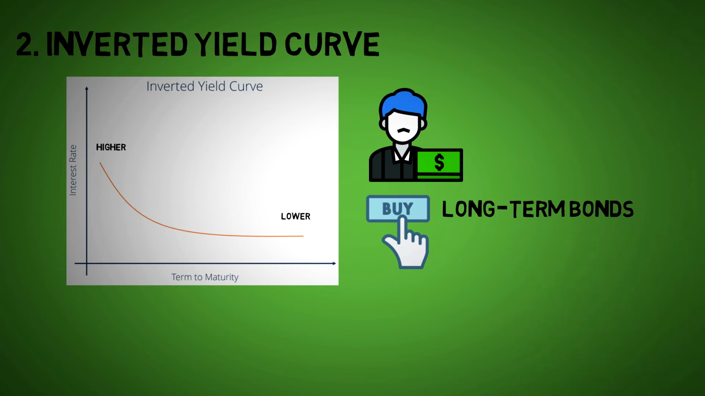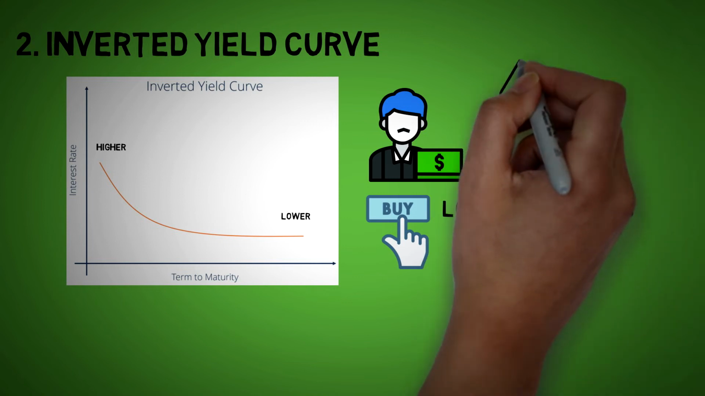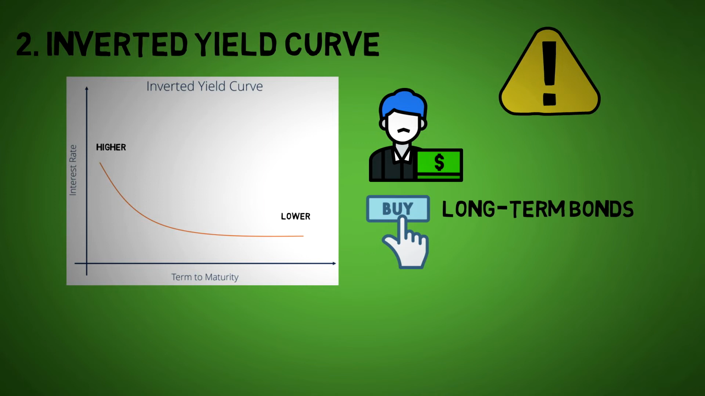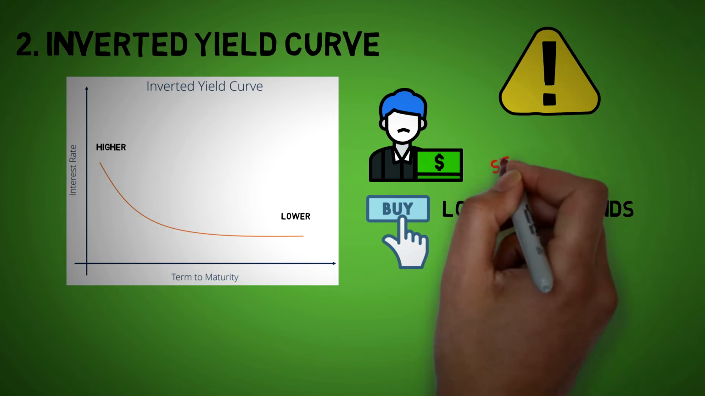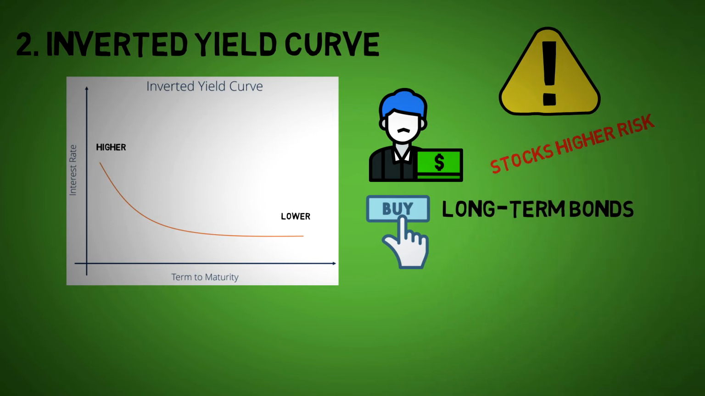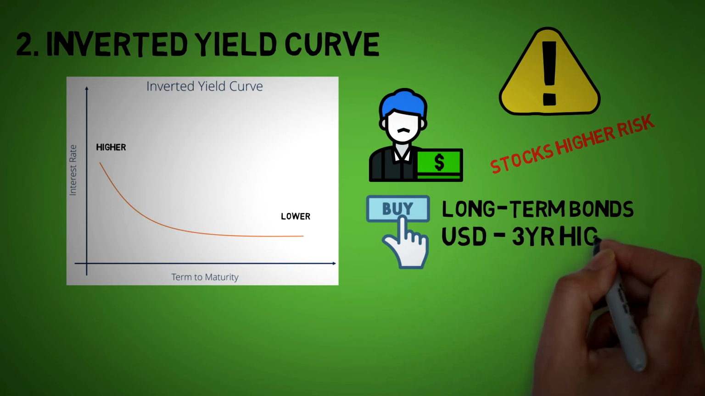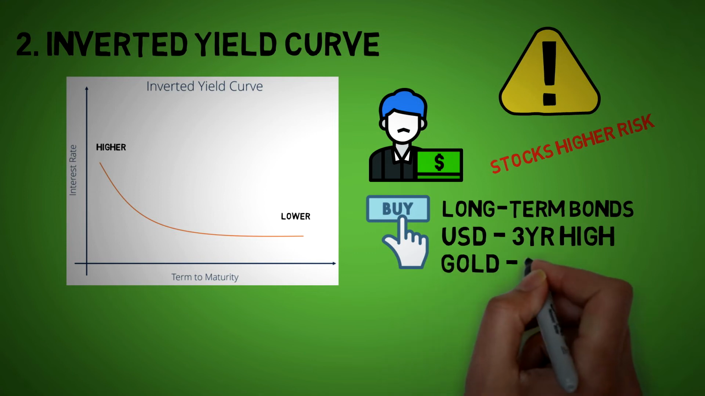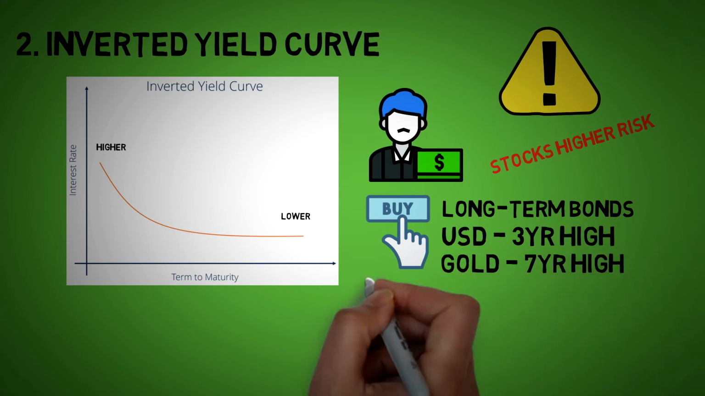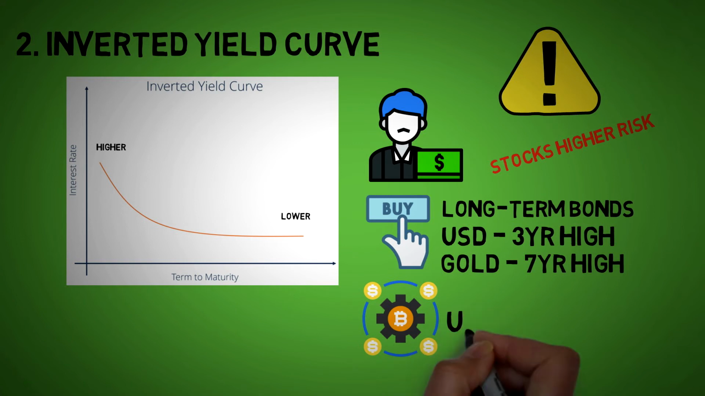In turbulent times, experienced investors tend to park the money into assets that are less correlated to the stock market, because stocks are considered a more risky investment vehicle. As of today, the US dollar is at a 3-year high, and gold is at a 7-year high. Even virtual gold, Bitcoin, has gone up 30% in 2020.